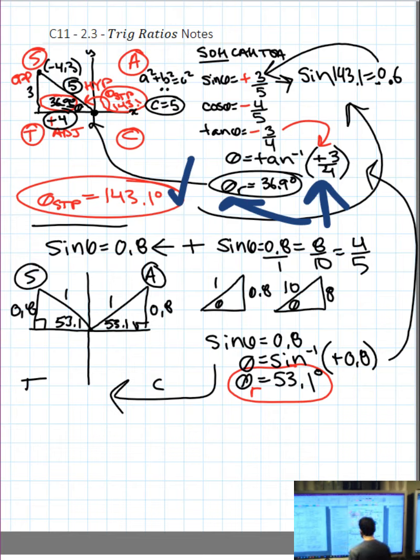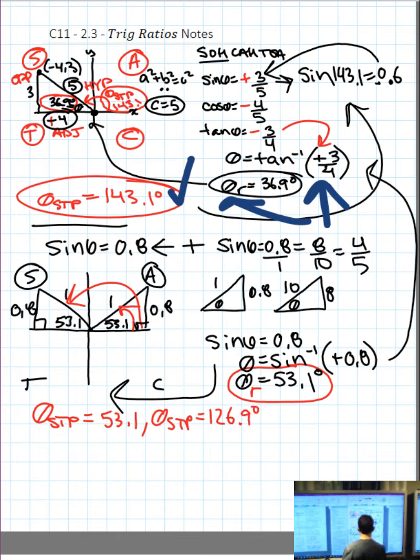So now we need to find theta STP. And we know theta STP is an angle from the positive x-axis to the first terminal arm and an angle from the positive x-axis to the second terminal arm. And the first angle is as you see it. So below we've got 53.1, and the other one, 180 minus 53.1, theta STP equals 126.9 degrees. Circle your answer.